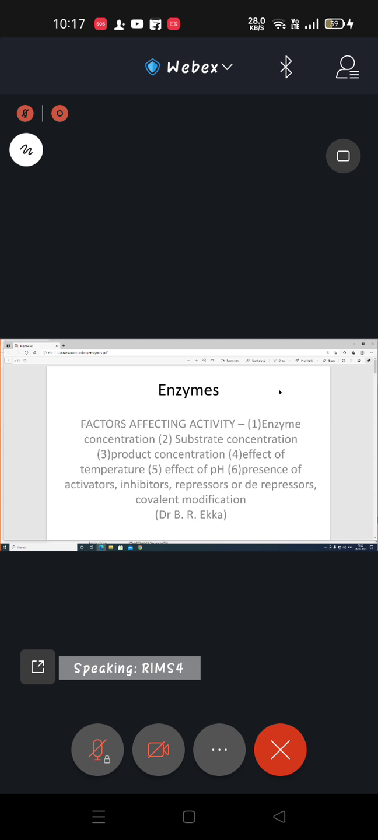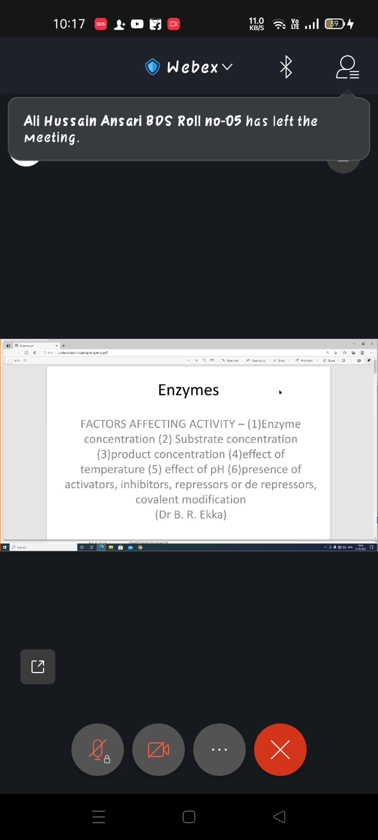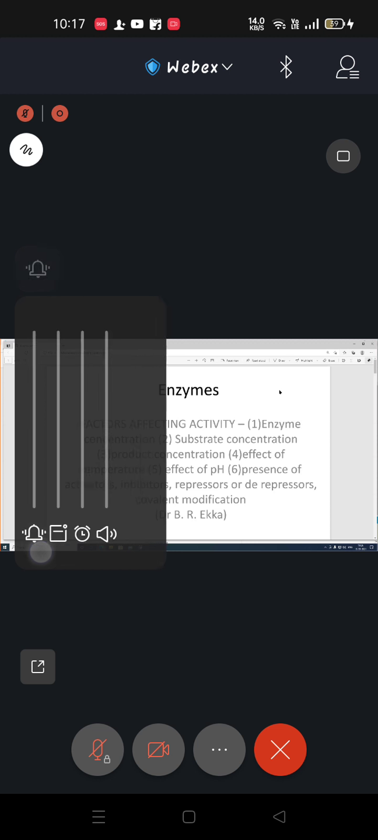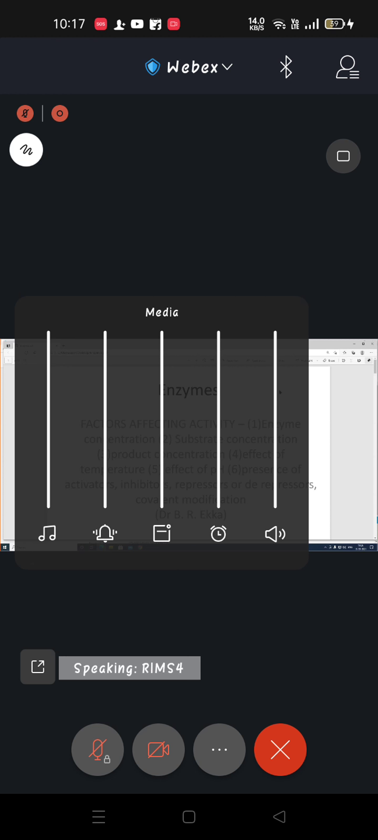Transfer of pyruvate being converted into lactate. This reaction is reversible. We can say pyruvate being converted into lactate or lactate being converted into pyruvate, in either way.